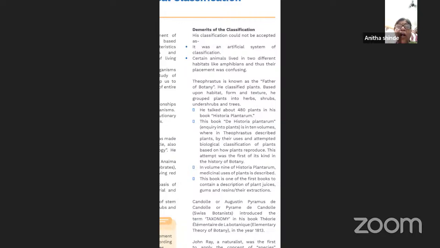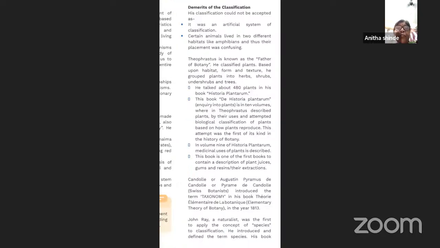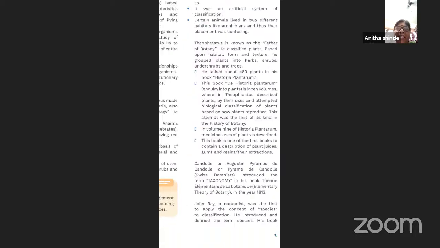And he actually talked about nearly 480 plants in his book, Historia Plantarum. Later on, he described the plants by their uses, and he also attempted biological classification. Whatever work he has done, he has put it in the form of books, like the Historia Plantarum and another book. Different volumes have come, and he concentrated on the medicinal uses of the plants and all those things.